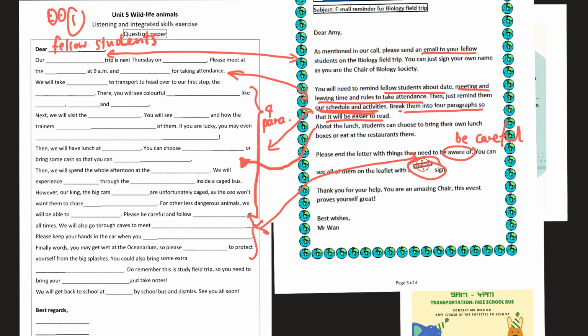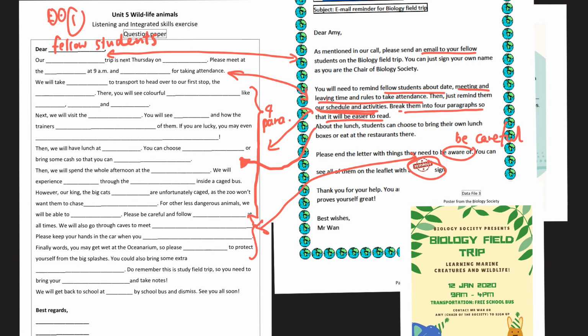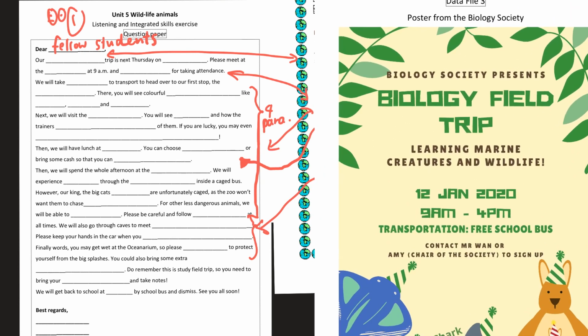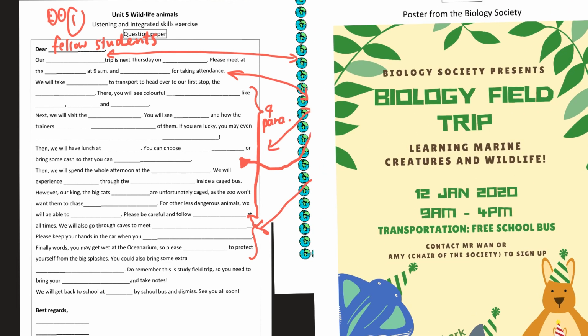So what trip is this? It's easy to find if you look at the poster here. Over here, we'll send this. It's very hard to control, I'm sorry. Okay, if you look at the poster over here, we call this the biology field trip. The biology field trip, and the date and the time as well. So we need just to zoom in on our biology field trip.